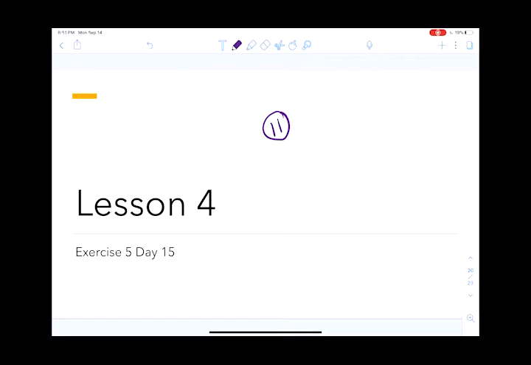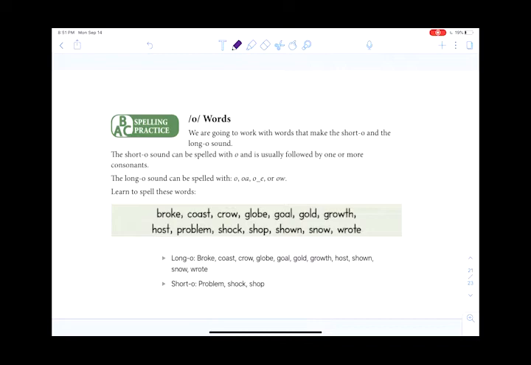Today, we will be reviewing O words. We are going to work with words that make the short O and the long O sound. The short O sound can be spelled with O and is usually followed by one or more consonants. The long O sound can be spelled with O, OA, O consonant E, or OW. Learn to spell these words.